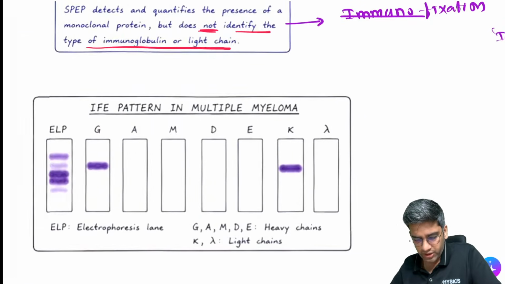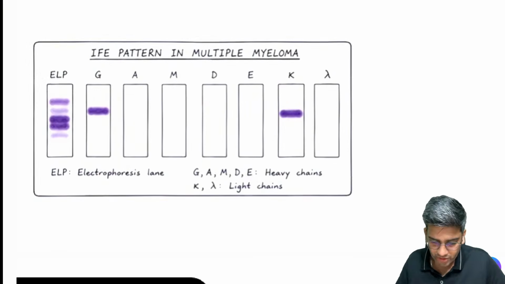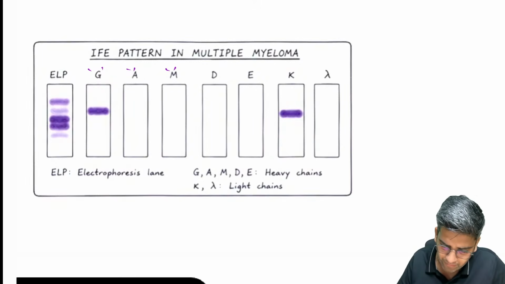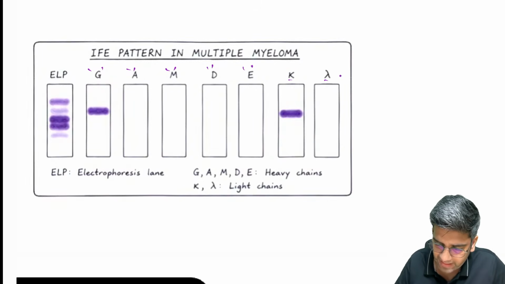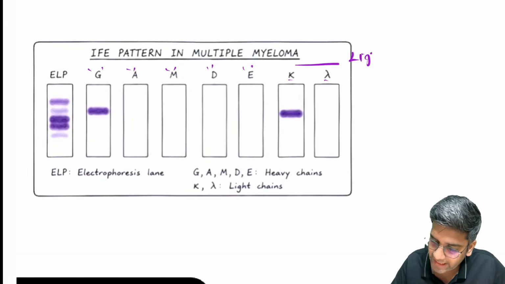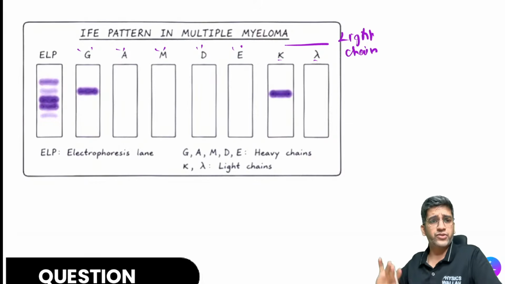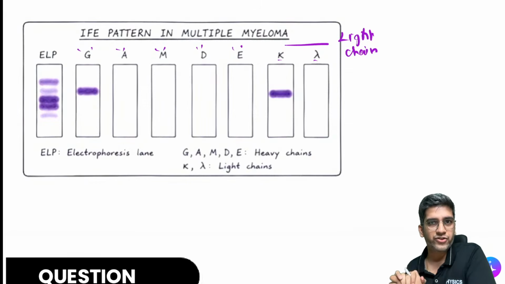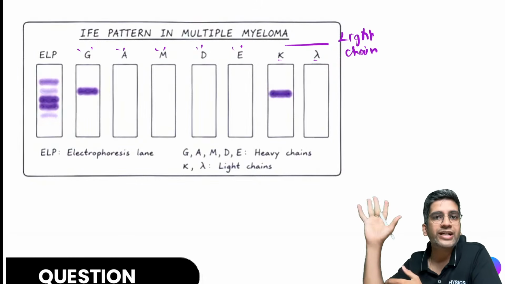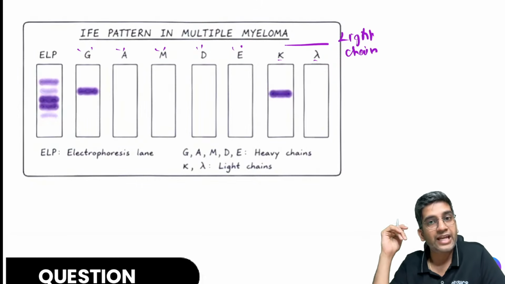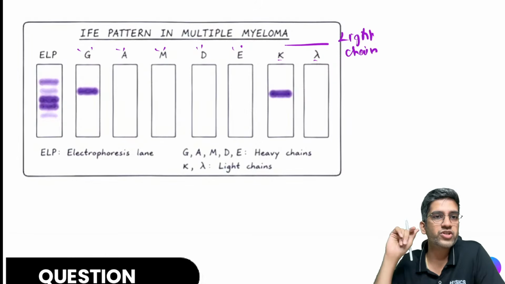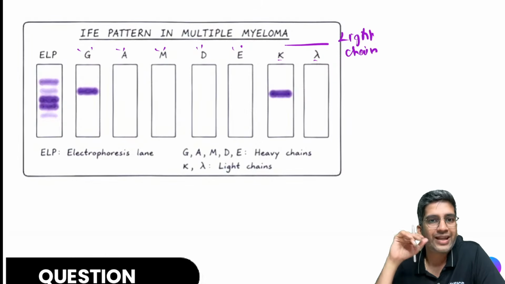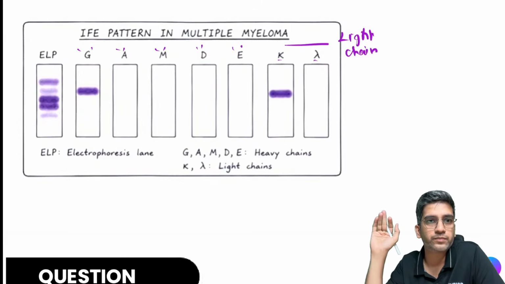So an immunofixation looks like this, okay? G, A, M, D, and E for heavy chains, kappa and lambda for your light chains. Can anyone tell me what type of myeloma this is? If a question comes giving an image, you might have OSCE stations. They're giving you an image like this of an immunofixation. What do you interpret from this? Can I call it myeloma first? Yes, no. What is your answer? With this image alone, can I call it multiple myeloma?